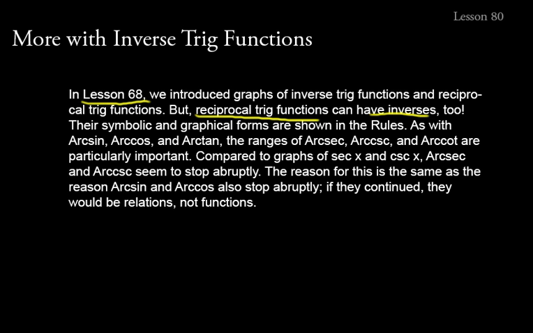So again, there's symbolic and graphical forms. Those are shown in the rules section for Lesson 80. And as with capital arc sine, capital arc cosine, capital arc tan, the ranges of arc secant, arc cosecant, arc cotangent, those are particularly important. And if you look at those graphs compared to the graphs of just regular secant x, regular cosecant x, the arc secant and the arc cosecant seem to kind of stop abruptly, and one reason for that is the same as the reason arc sine and arc cosine stop abruptly. If they continued, they'd be relations, not functions.